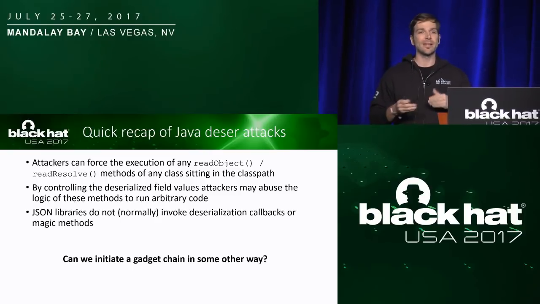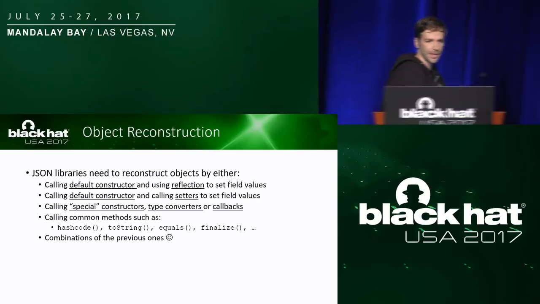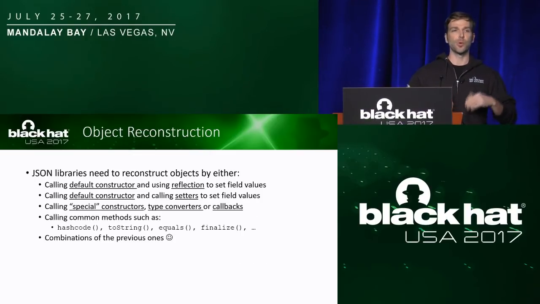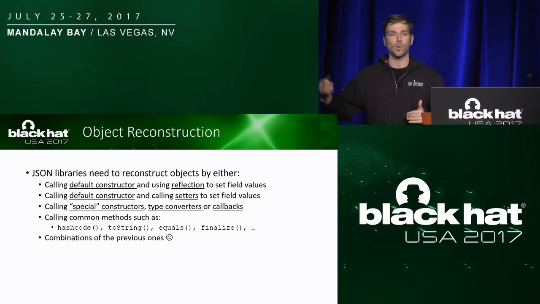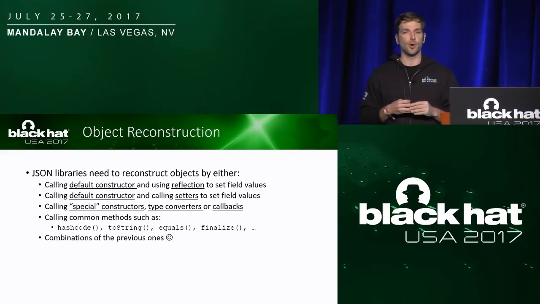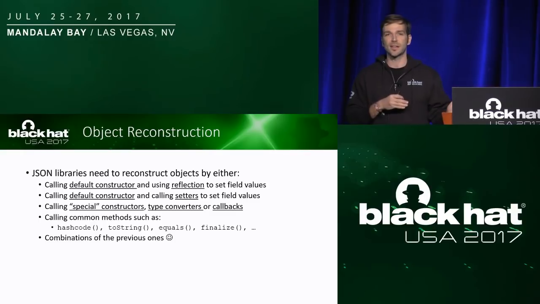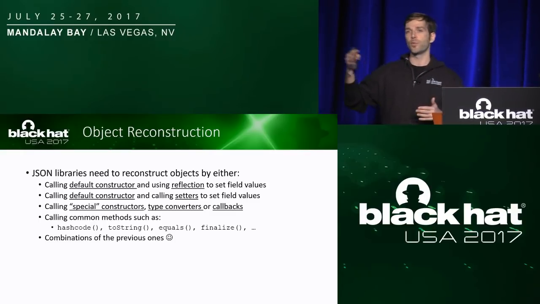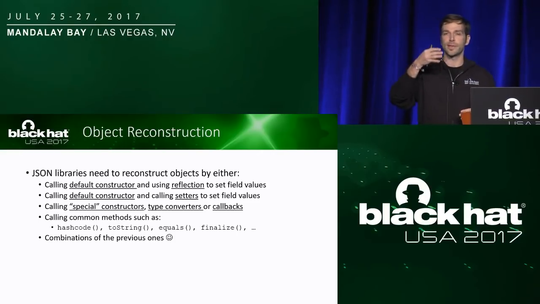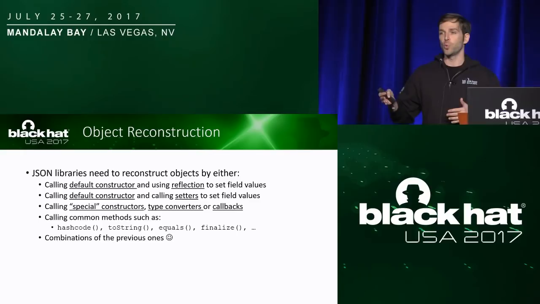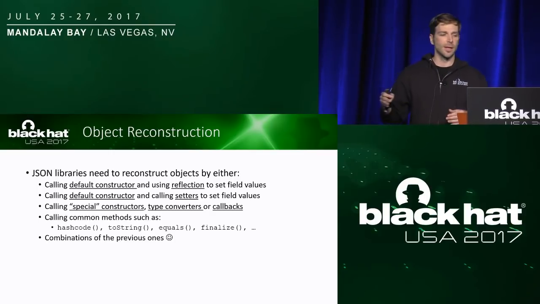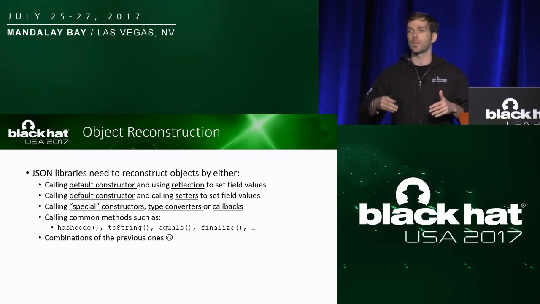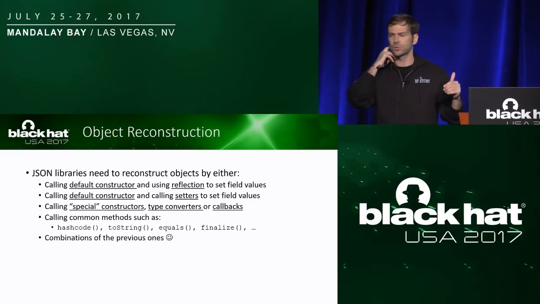deserialization callbacks, so we need to start these gadget chains in a different way. So let's see how these JSON libraries reconstruct the objects when deserializing, and see if we can take benefit of some of these methods in order to start our gadget chain. It depends on the library because every library is different from the others, but normally they will invoke the default constructor, which is not very useful for the attackers because it takes no parameters, and then they will use either reflection or calling setters in order to set the values of the fields or the properties of the class. Some of the libraries will invoke some deserialization callbacks or special constructors. Some of them will call type converters. That is a .NET specific type, which we don't have time to cover in this talk, but it's included in our white paper that will be published today, I think.